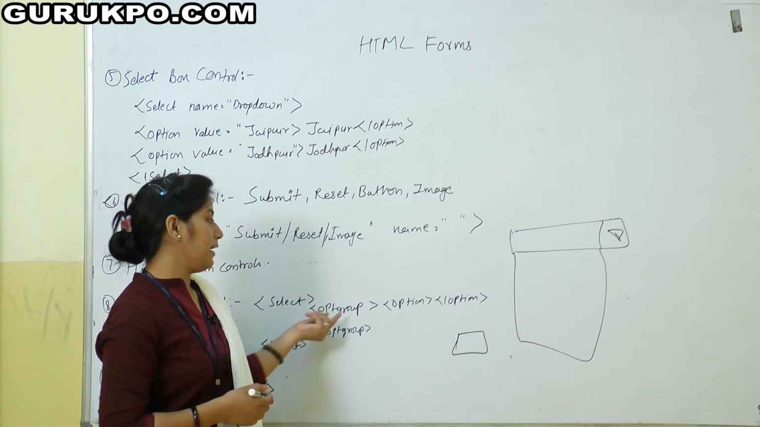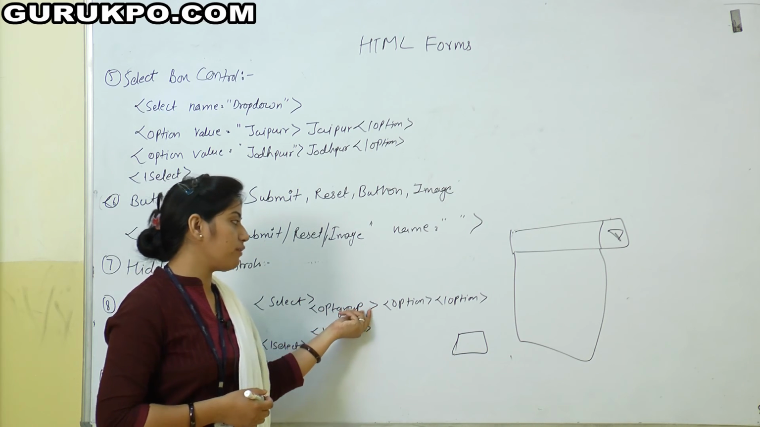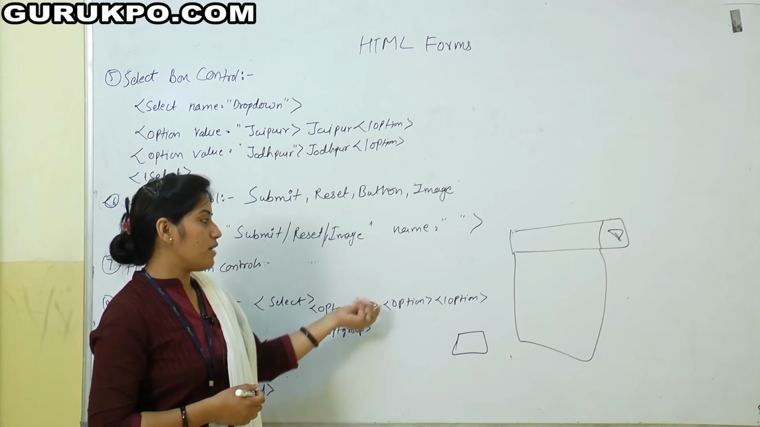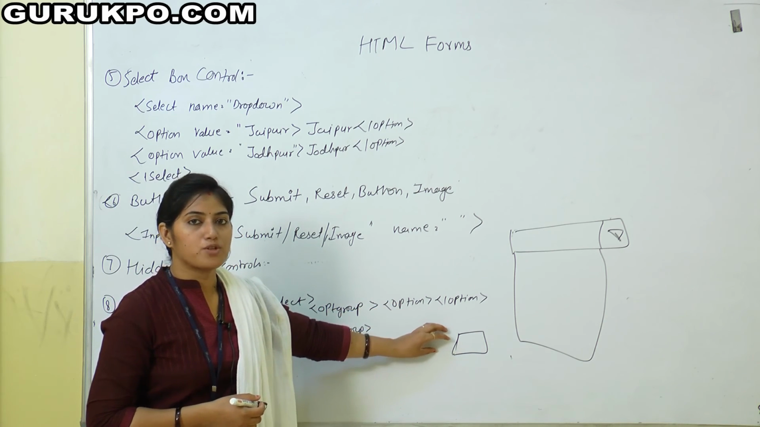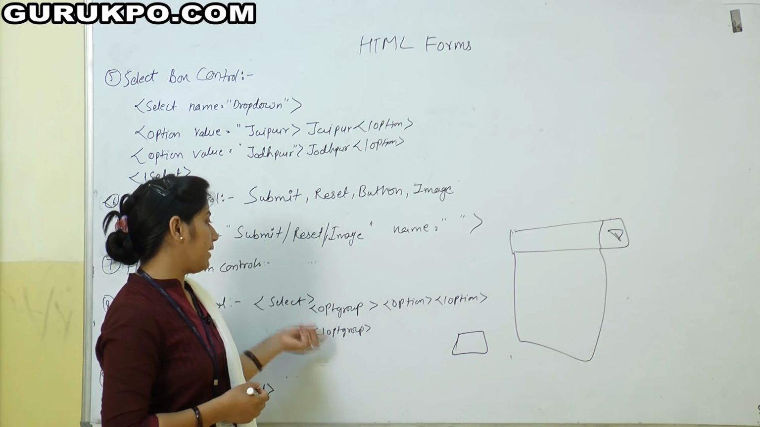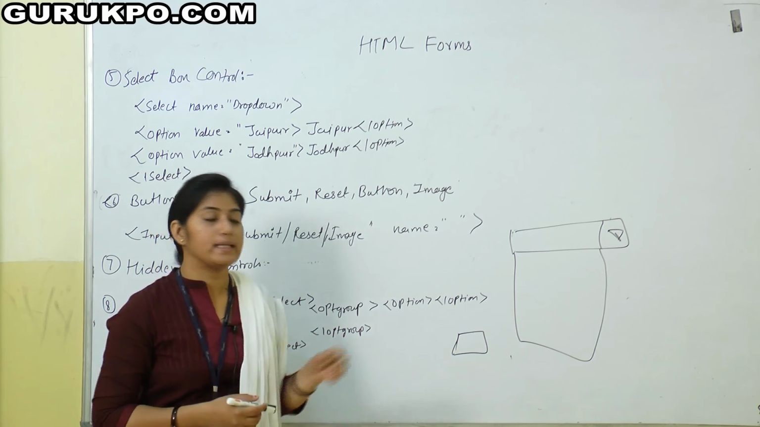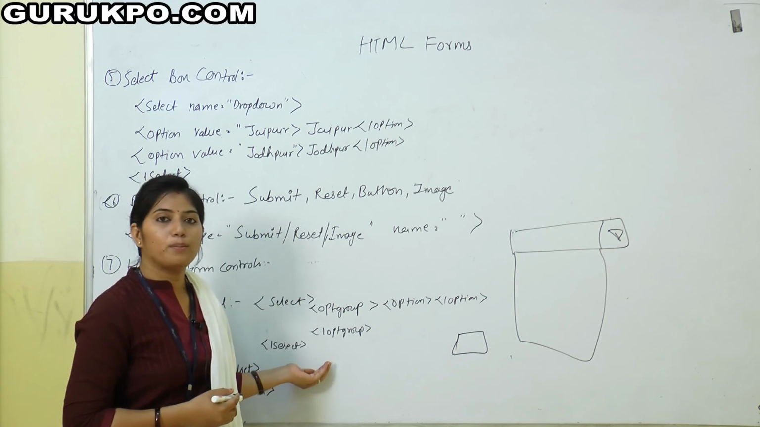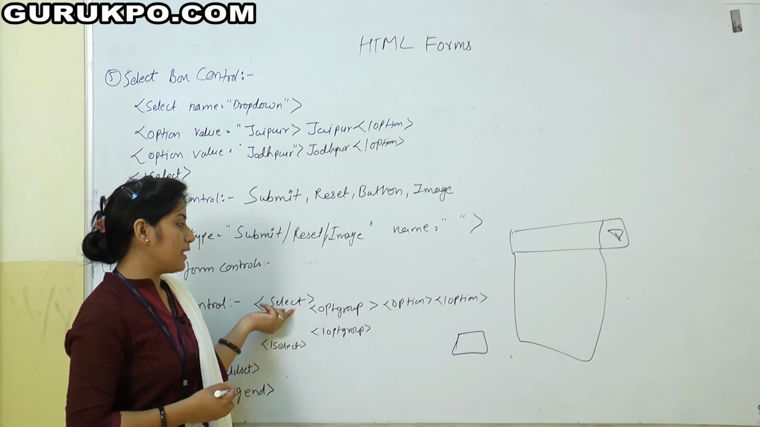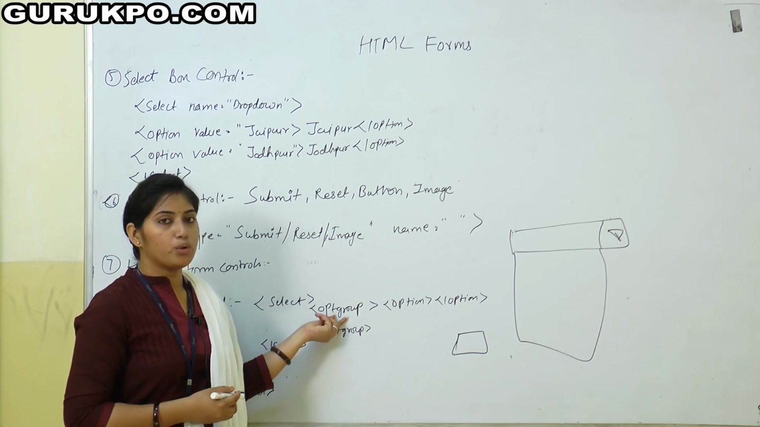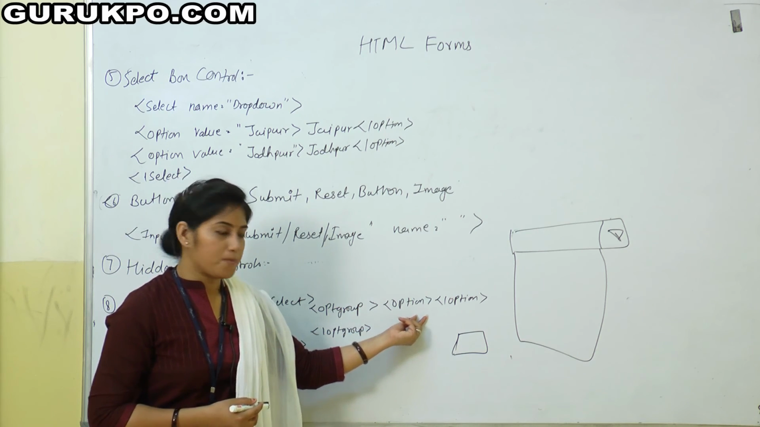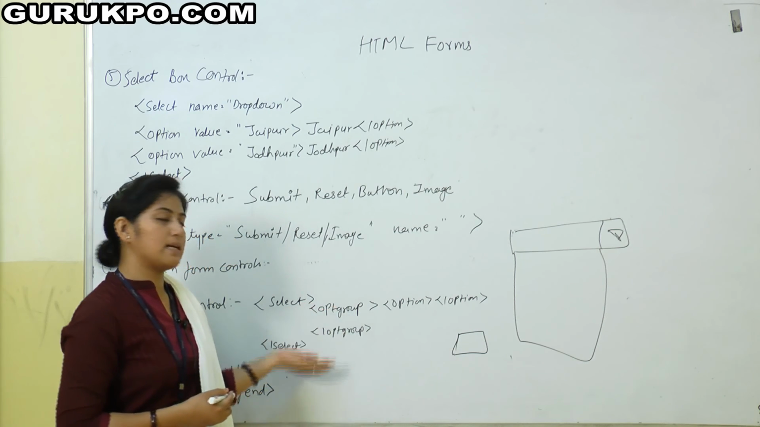We want select and opt group, and whichever value we want to give, we give it in the opt group. These value elements are grouped in the option element within the opt group tag, and this opt group tag is contained in the select tag. So this is the hierarchy for the opt group control. First we use the select keyword for the drop down list creation, then opt group to create groups, and these group elements are created by the option element. So this is the hierarchy.